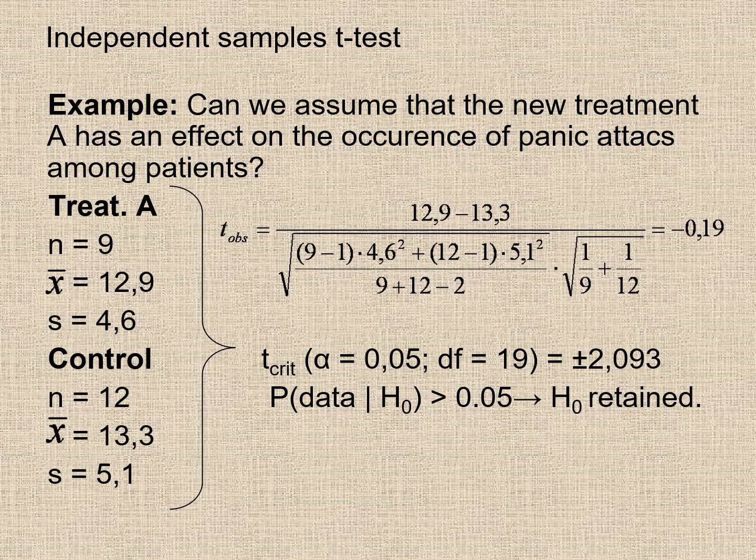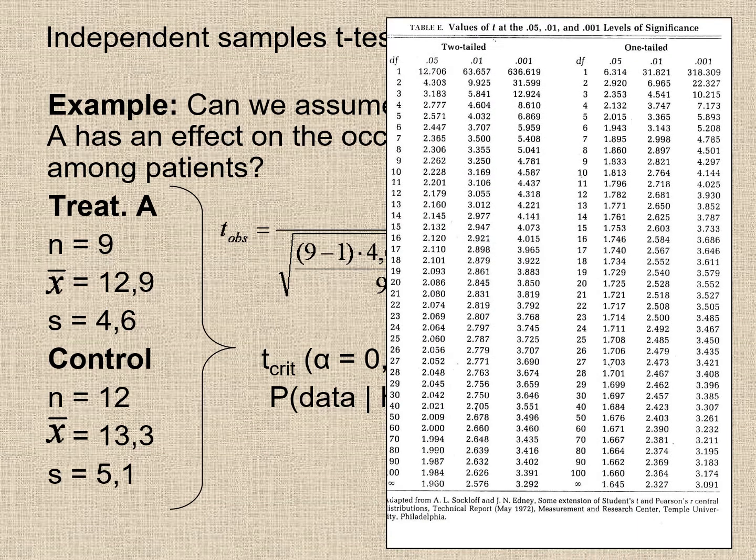Okay, however, let's continue. We have a look in our table with the critical t-values. So we use the significance level 0.05 with a two-tailed test. So we have a look in the first column here. But which row will we have a look at? Well, that is decided by the number of degrees of freedom. So how many degrees of freedom do we have in this case?